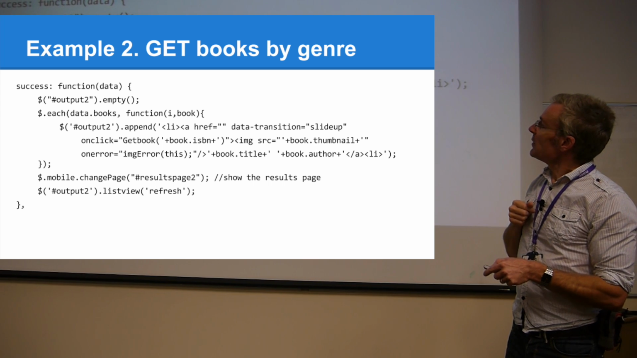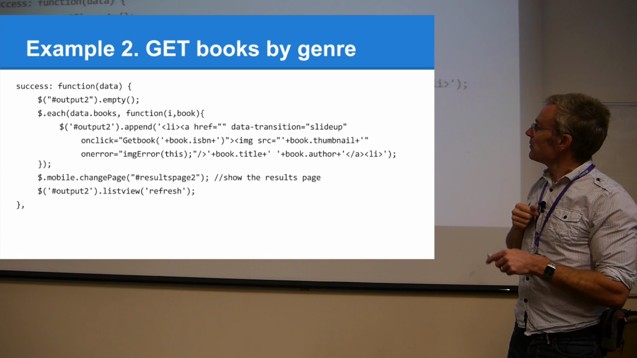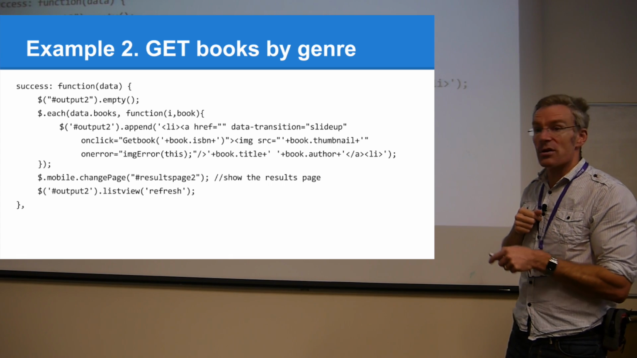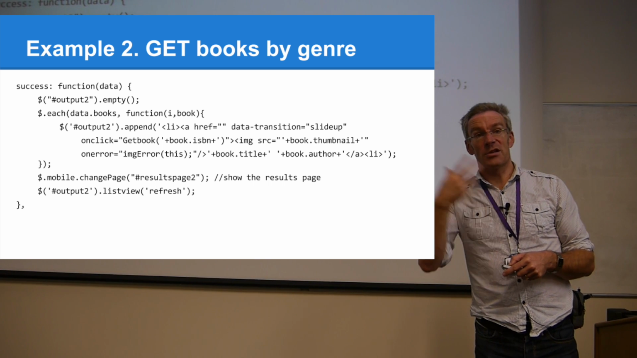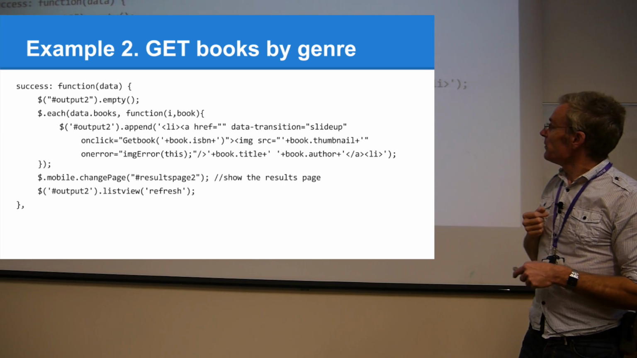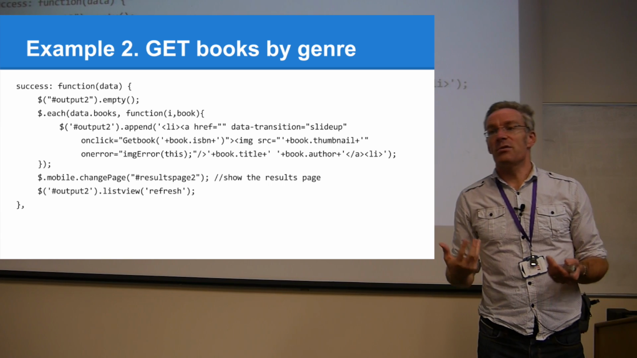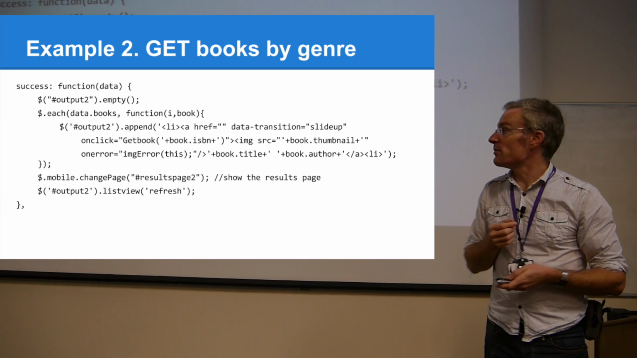So when it displays each of the books, it's going to add a click handler, and if there's a problem displaying this book, it's going to run image error and pass the current object through. So $mobile change view, list view refresh, that's the same code. So can you see we're slowly building up your skills, your understanding bit by bit.